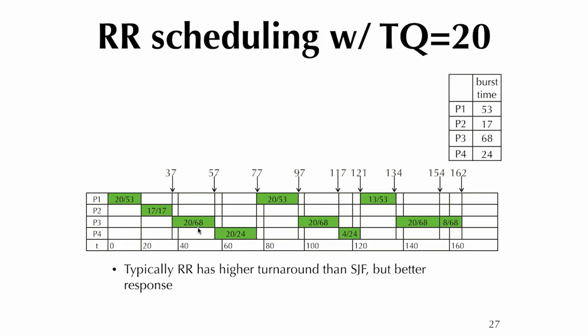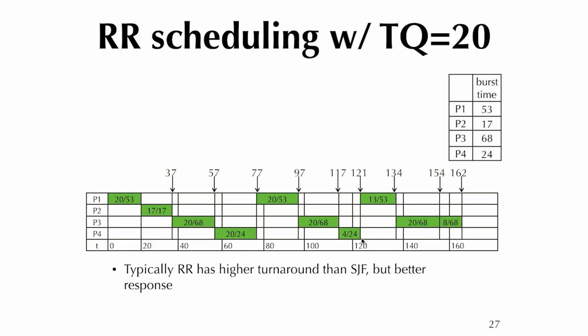P3 has 68 CPU bursts total. You run 20, and then by the time you finish 20 at time 57, you switch context to P4. P4 has 24 time bursts. You use up 20 and then switch context back to P1. P1 does another 20, switches to P3. P3 does another 20, switches to P4. P4 now only has 4 remaining, so it finishes its 4.